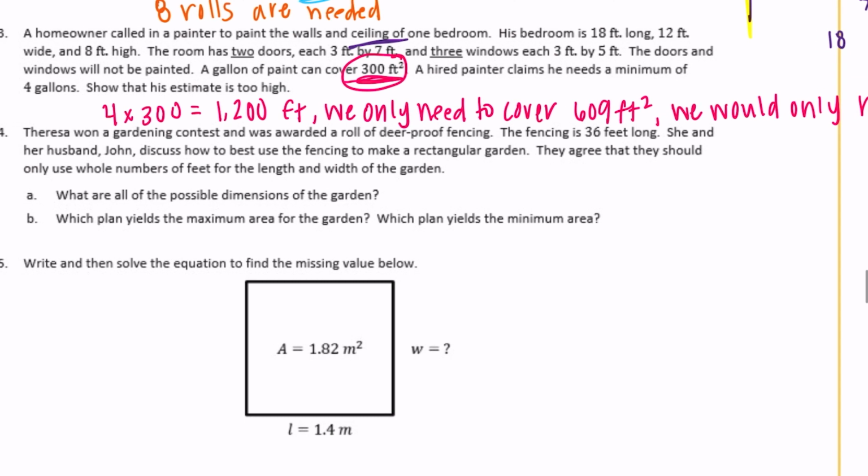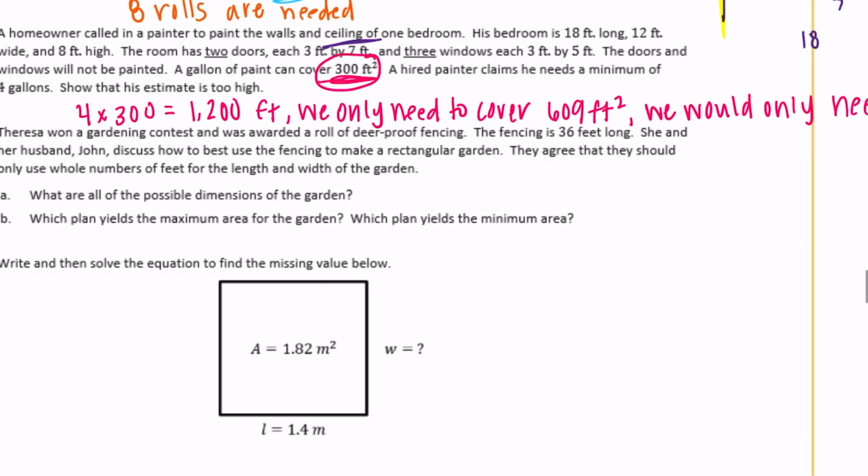All right, number 4. Teresa won a gardening contest and was awarded a roll of deer-proof fencing. The fencing is 36 feet long. She and her husband John discuss how to best use the fencing to make a rectangular garden. They agree that they should only use whole numbers of feet for the length and width of the garden. What are all the possible dimensions of the garden?